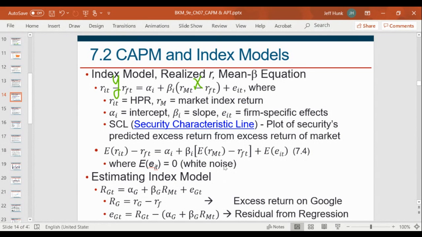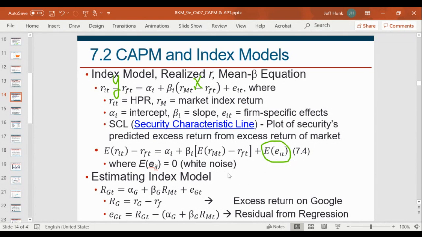If we take the expectations operator, of course, the risk-free return is a constant, so you don't need to take any expectations operator on it, because think about it, the Treasury bill return is known. It's not an expected value. Whereas for the market return, if you take the expectations operator, it will be the mean return of the market, and then this will be white noise.